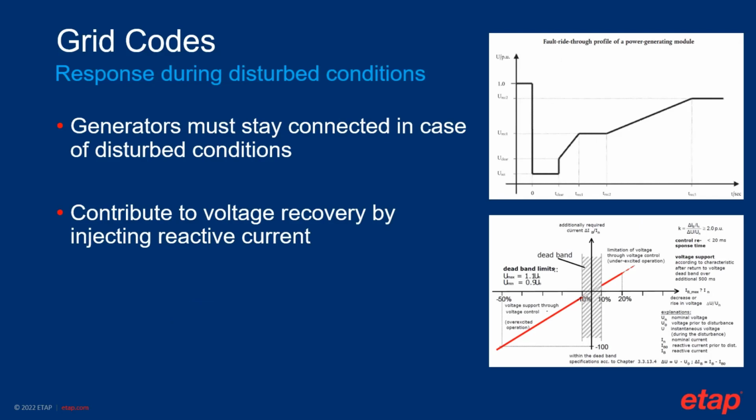Voltage and frequency ride-through are also very important. The renewable power plants must stay connected during disturbed conditions. In addition, distributed energy resources must also contribute to the fast voltage recovery by injecting reactive current when the voltage is outside of the normal operating range, for example, plus minus 10%. The injected reactive current may reach 100% of the rated current in some grid codes. The requirement is checked at the generator terminals, and the response time must be very fast, typically 1 power cycle.